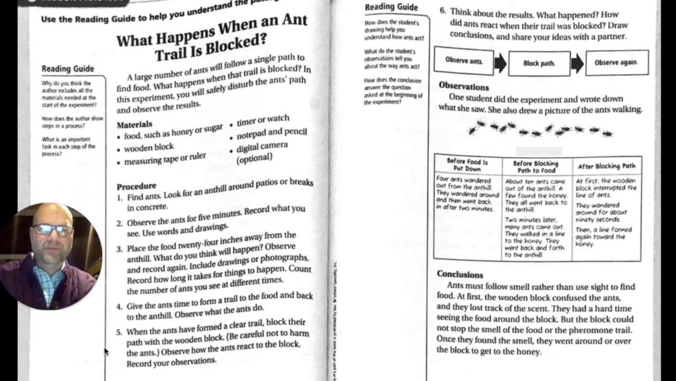Number 6. Think about the results. What happened? How did ants react when their trail was blocked? Draw conclusions and share your ideas with a partner.